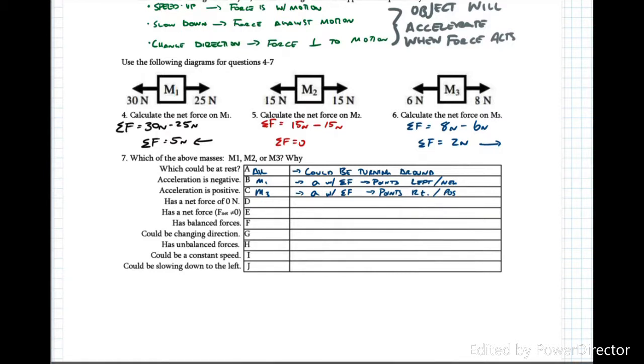Okay. Has a net force of 0 acting on it? Well, that's the one we solved that has a net force of 0. Has a net force not equal to 0. That's what that symbol is. Mass 1 and mass 3. Balanced forces is another way of saying the net force is equal to 0. Could be changing direction. Again, that's mass 1 or mass 2.